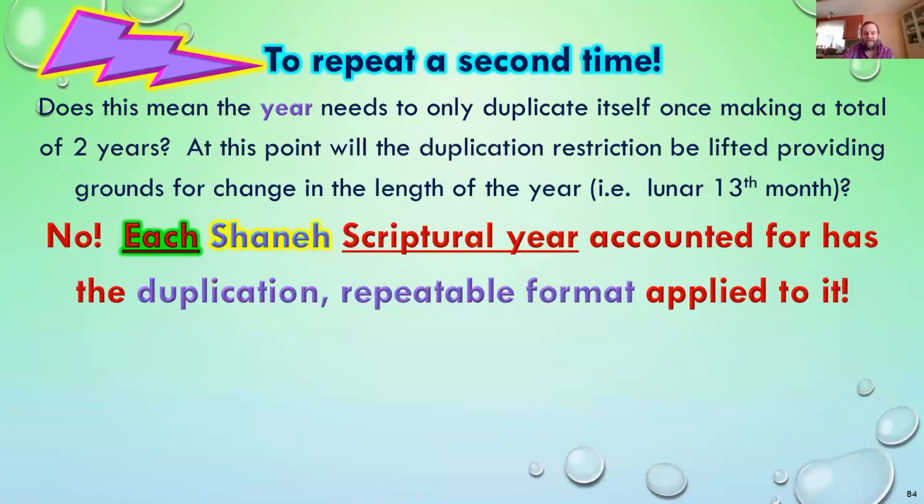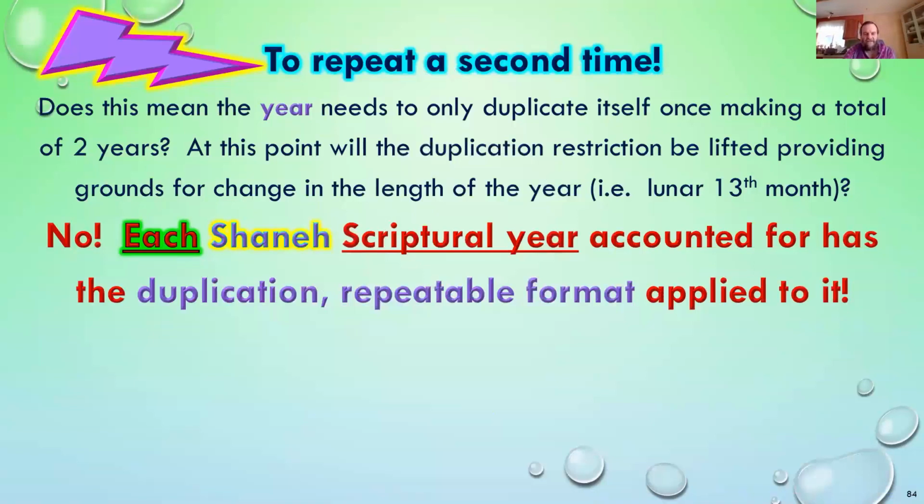This is the imperative characteristic of a Shane year. It must duplicate from within itself after the pattern of creation. Duplicate after like kind. That is Yahuwah's pattern, and he does not change. Does this mean the year needs to only duplicate itself once, making a total of two years? At this point, will the duplication restriction be lifted, providing grounds for change in the length of the year, i.e. the lunar 13th month? No.